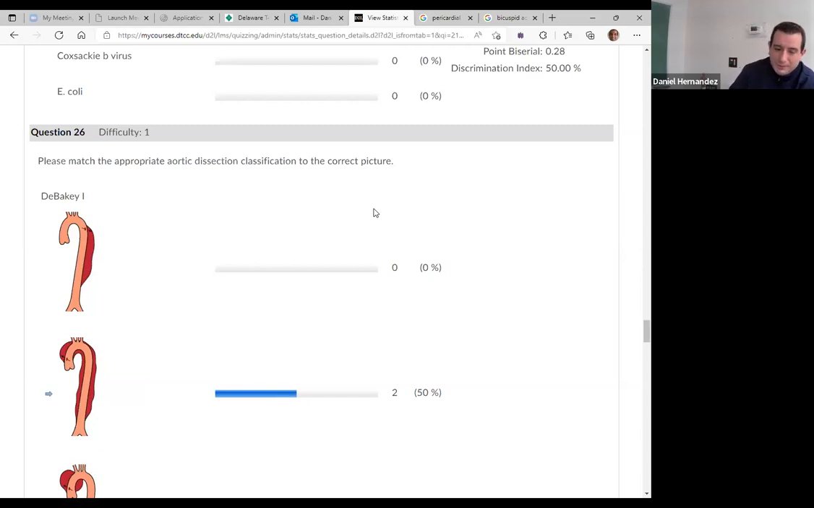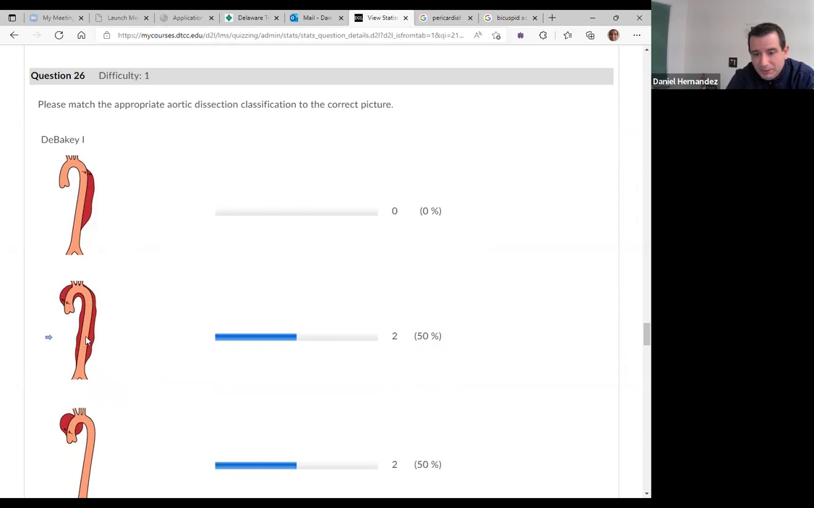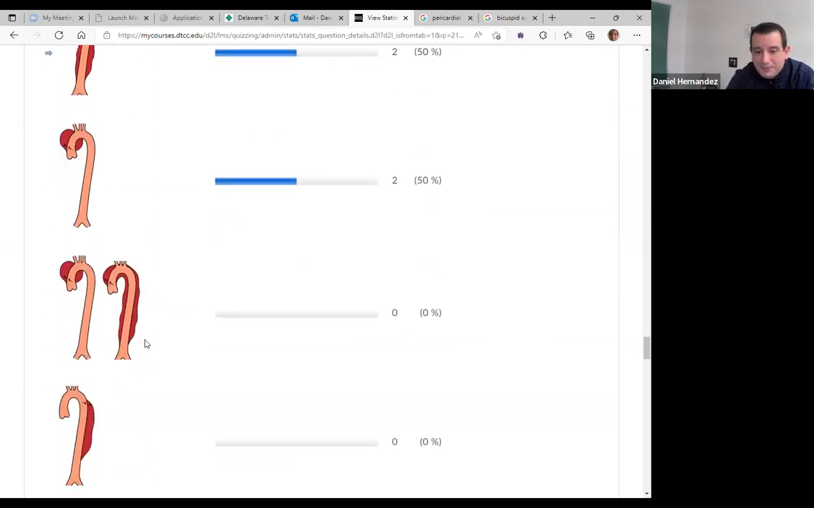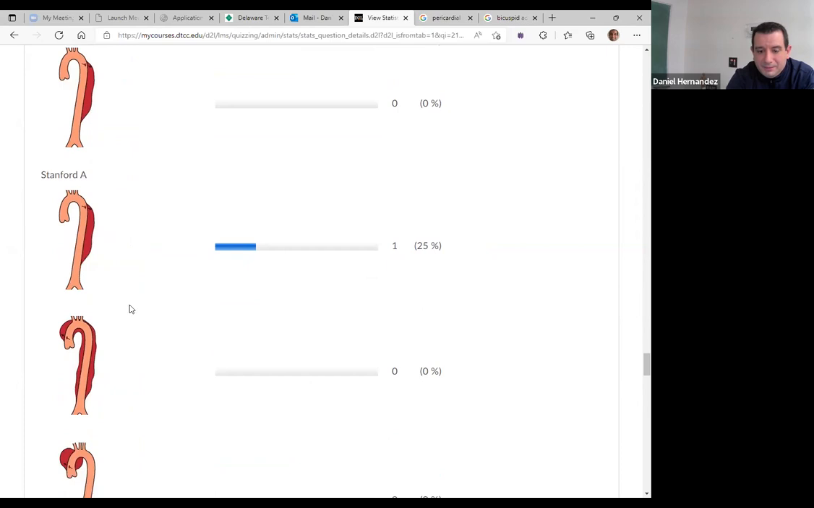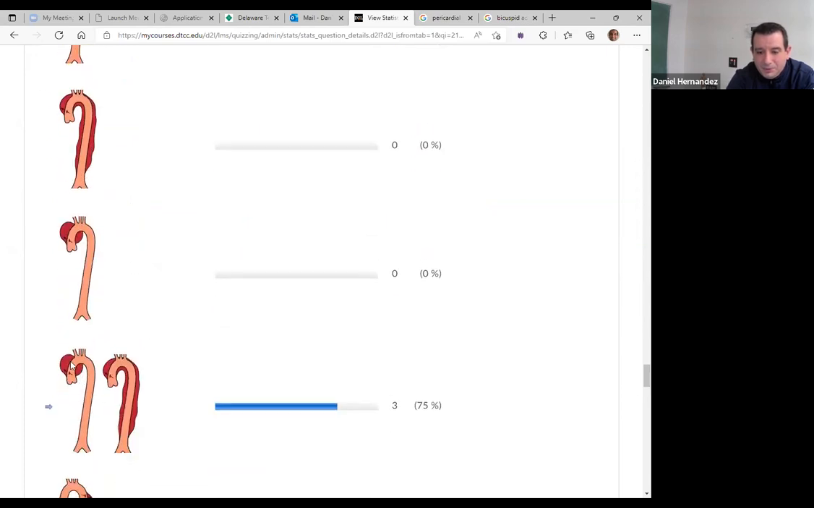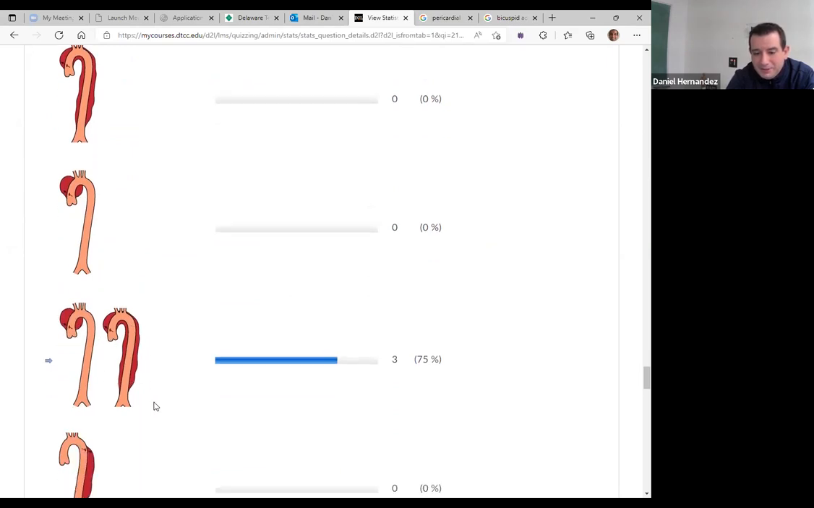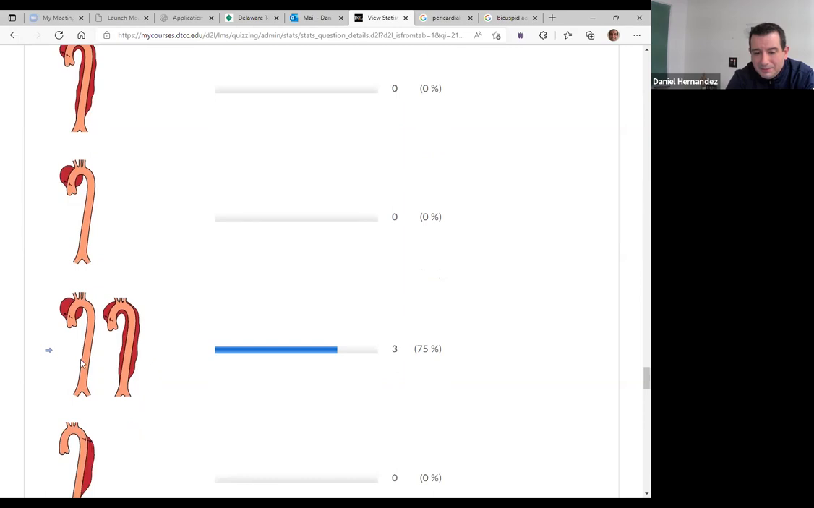So DeBakey 1 is going to be both anterior, ascending and descending. So this is going to be your DeBakey 1. Both includes the anterior side again, ascending and descending aortas. Stanford A. So that will include both the ascending and descending aortas. So it can be just ascending, or it can be ascending and descending.